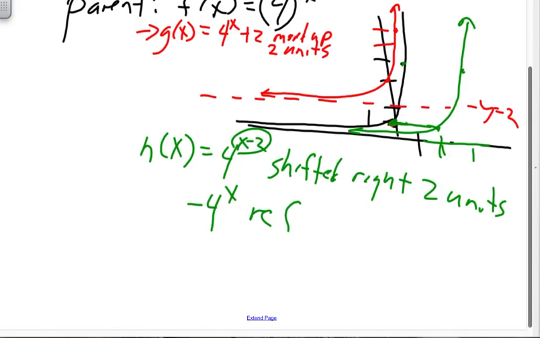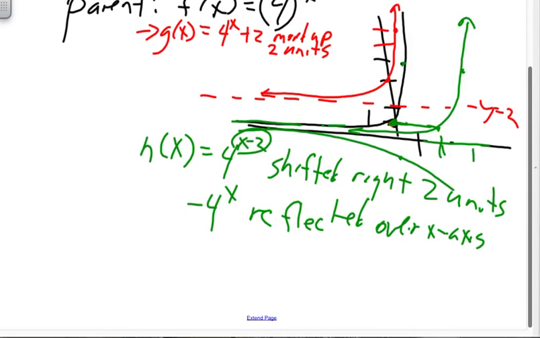This is reflected over the y-axis. So if I have a negative, it's reflected over the x-axis. Negative 4 to the x is reflected over the x-axis. So now instead of this guy looking like this, I'm just going to reflect it over the x-axis, so it's going to come down like that.